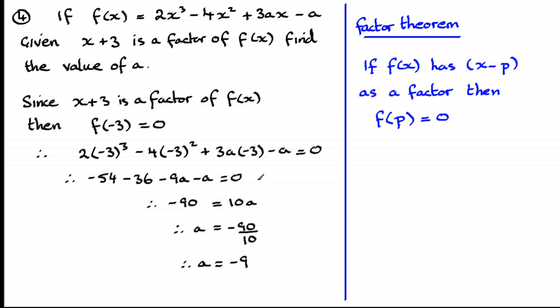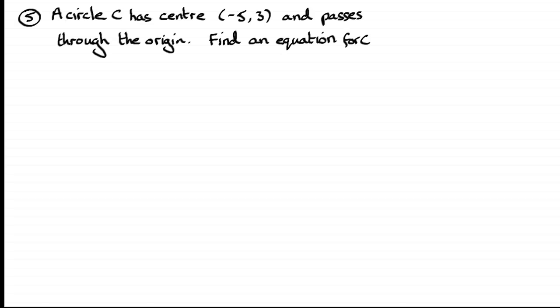Okay, so last question for you, and this one is one on circles. We've got a circle C, has centre minus 5, 3, and passes through the origin. Find an equation for C. I'll show you what I've done in a moment when we get some answers through, and we'll just see if you agree with what I've got. Give you a moment or two to work that out. It will be interesting to see what you come up with.